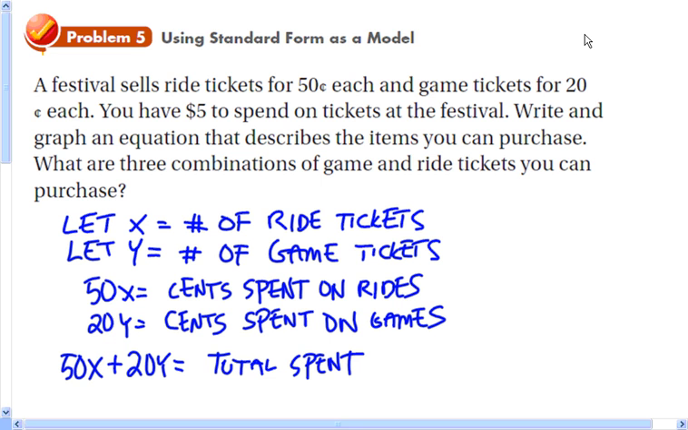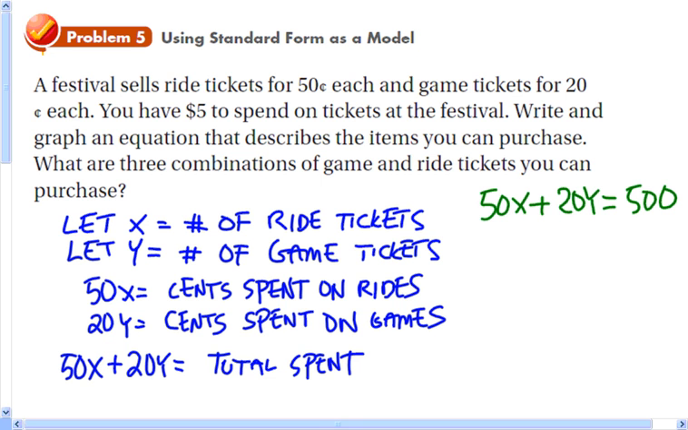All right, here's what we have. So if we let x equal the number of ride tickets and y equal the number of game tickets, then 50 times x is how much I spent on rides in cents, and 20y is how much I spent on games in cents. And so the total spent is what I get when I add those two together, and that's equal to $5 or 500 cents. So my equation is 50x plus 20y equals 500.